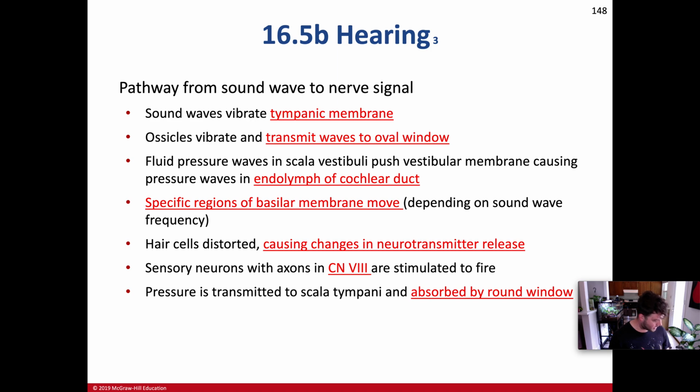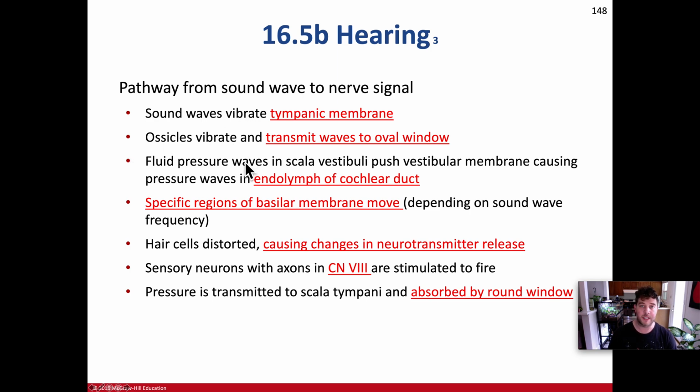Okay, so looking at hearing, the pathway from sound wave to nerve signal. Sound waves vibrate the tympanic membrane in the outer ear. The ossicles vibrate in the middle ear and transmit the waves to the oval window. Fluid-filled pressure waves in the scala vestibuli push the vestibular membrane, causing pressure waves in the endolymph of the cochlear duct. So this is in our inner ear. We go from outer, middle, now we're in our inner ear.